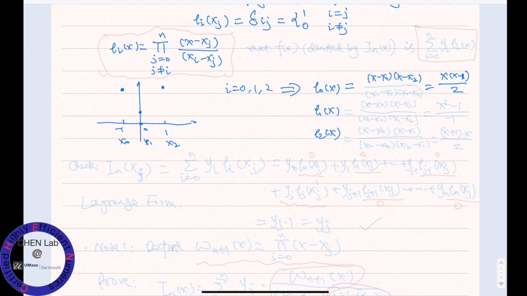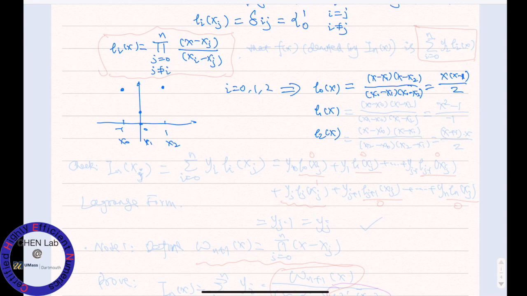A generic formula is that you plug the x0 into the numerator, right? You divide by that guy. So if I plug in x0 minus x1 times x0 minus x2, I'm going to get 2.